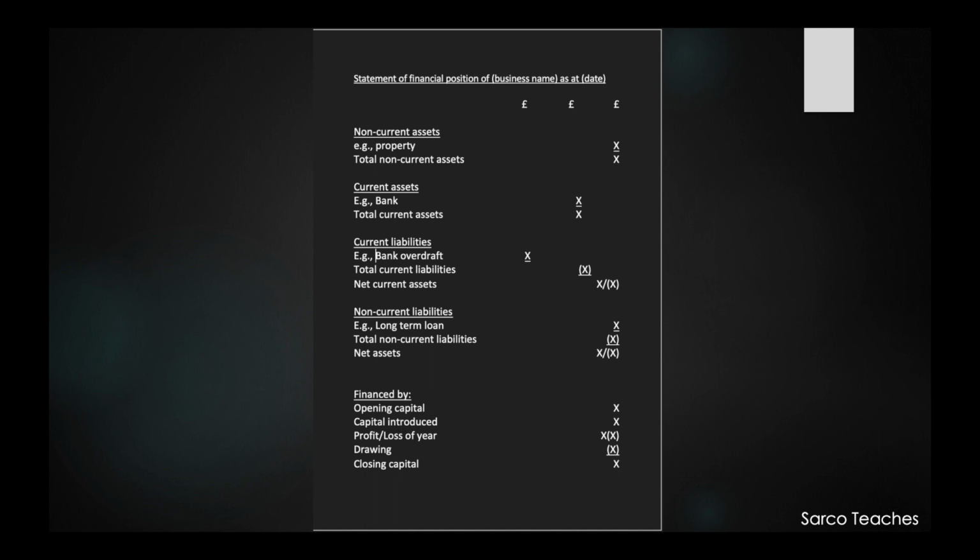After we've finished that, we go into our financed by section. We have opening capital, capital introduced, profit or loss of the year. You get this figure from your income statement. Then we have drawings, and then we add or subtract them. Then we get closing capital. Closing capital should be equal to net assets, so they should be the same value. For example, if net assets is 10,000, closing capital should be 10,000. If it's not equal, then there's something wrong.